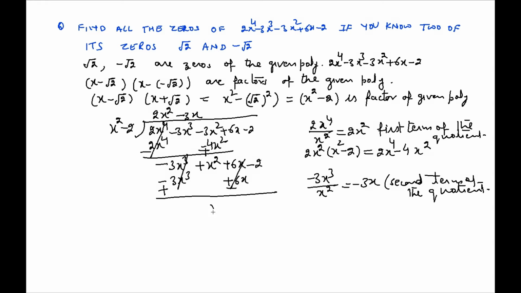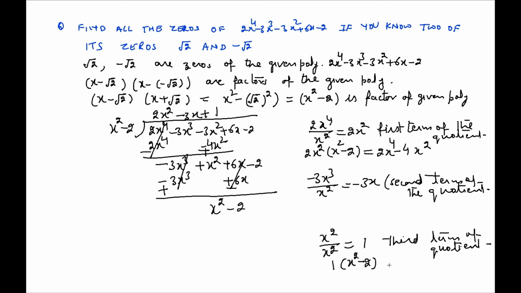You will have x, and here 6x and minus 6x will be cancelled. You will have x square minus 2. Now write x square in the numerator and x square in the denominator. You will have 1, that is the third term of the quotient, and write 1 here and multiply x square minus 2 by 1. You will have x square minus 2. So write x square minus 2 here, change the sign, both the terms are cancelled. You will have 0 as a remainder.